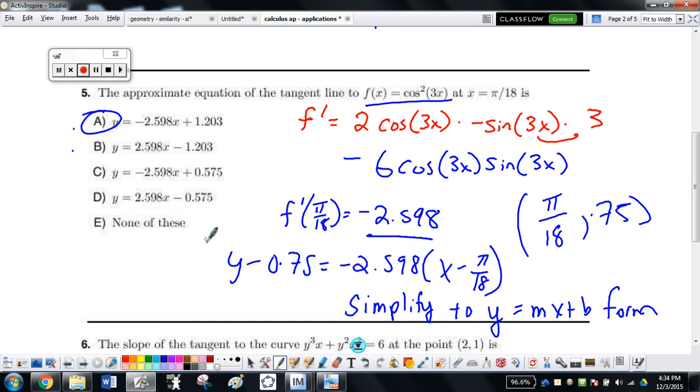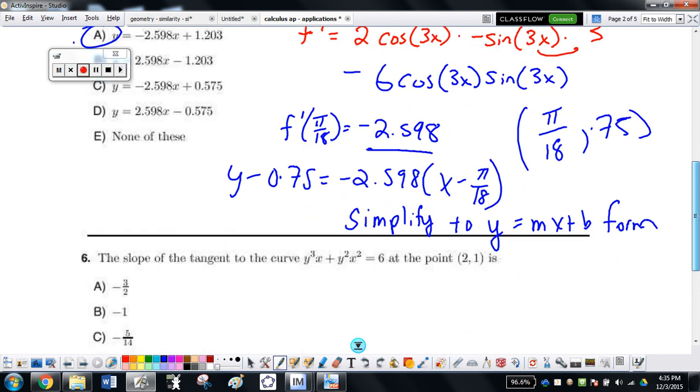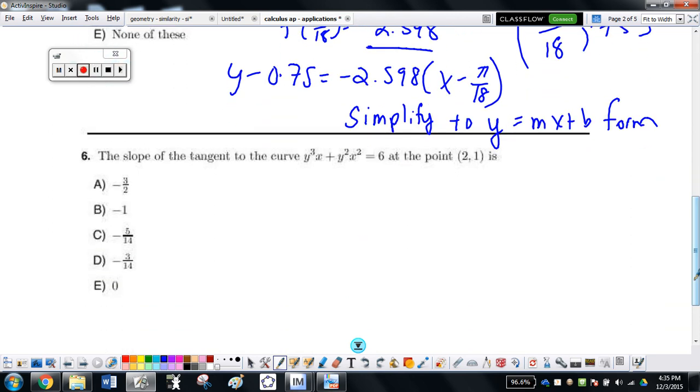All right, let's go to number 6. As soon as you see this beast, a clear concept from our notes or homework should be coming to mind. What topic is this? Implicit differentiation. Why? Because the function is not solved for y. In fact, it does not solve neatly for y. So this is just pure and simple implicit differentiation.